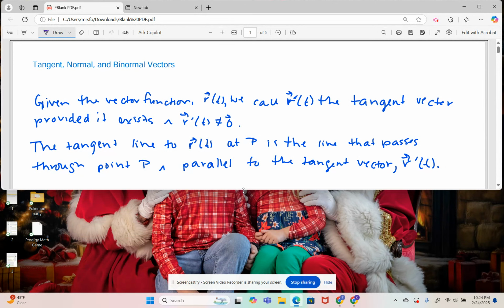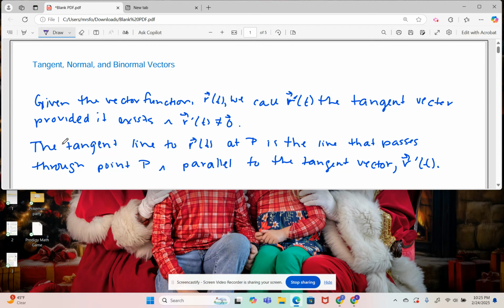So, today we're going to talk about tangent, normal, and binormal vectors. In this section, we want to look at an application of derivatives for vector functions. There's a couple of applications, but they all come back to needing this first one. In the past, we've used the fact that the derivative of a function is the slope of the tangent line. Well, with vector functions, we get the same result with an exception.